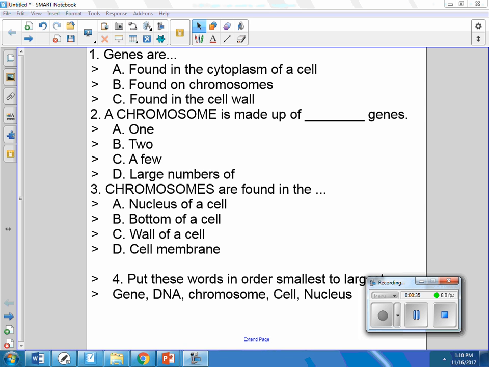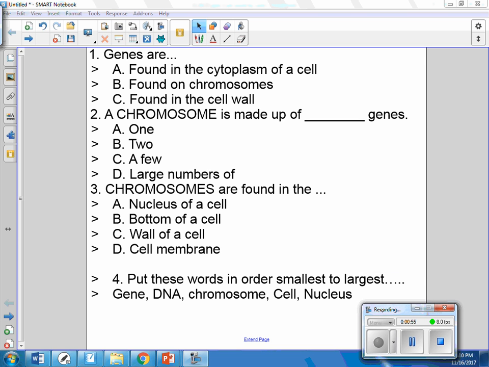Today's do now is on the board. Please take out your notebook and write in your notebook, genes are. Do not write all of the answers, just write the answer you think is correct. Chromosomes are made up of how many genes? Chromosomes are found where? And then please put these words in order from smallest to largest.